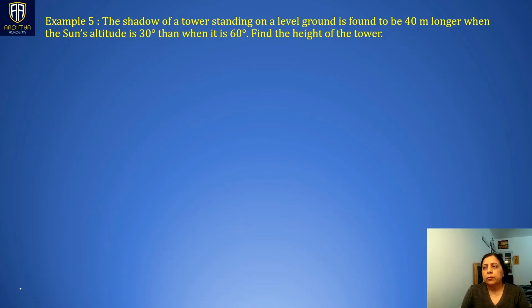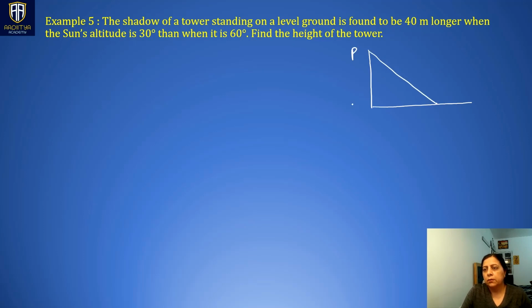And the last question is, the shadow of a tower standing on a level ground is found to be 40 meters longer when the sun's altitude is 30 degrees than when it is 60 degrees. The shadow of a tower. How is a shadow formed? See, if this is the tower and the light is coming from some luminous source, the shadow is formed like this.